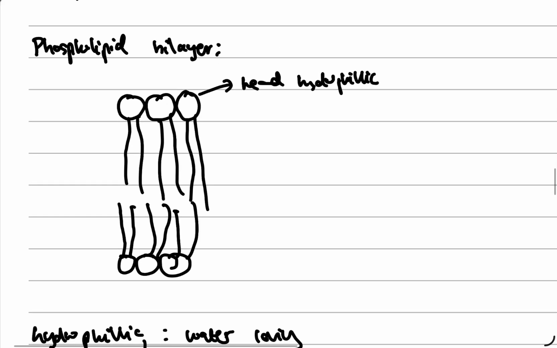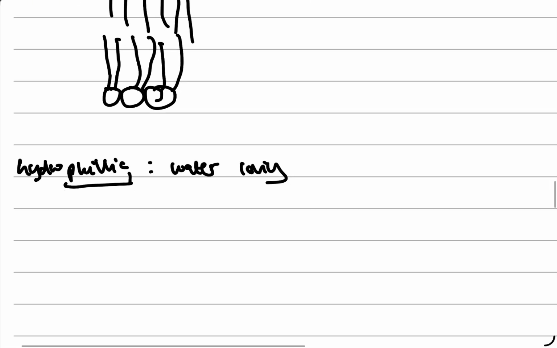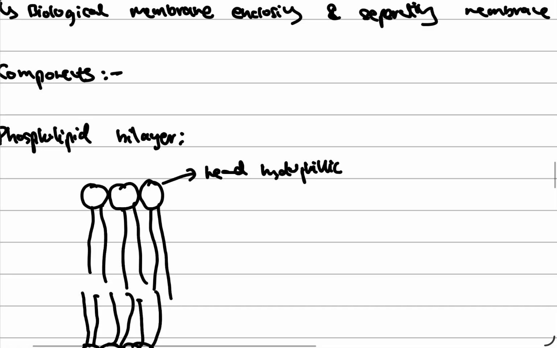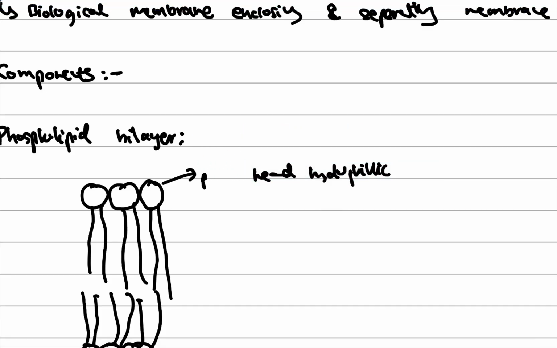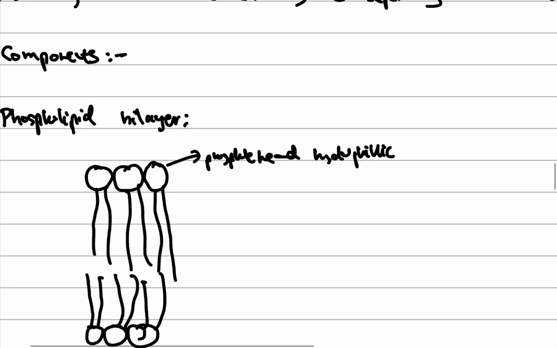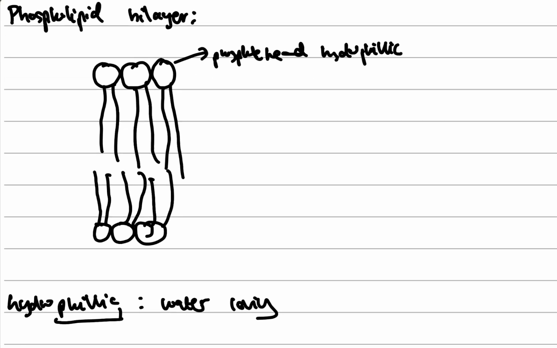So the heads are water loving hydrophilic heads, and they're made of phosphate. I'm just gonna move this along a little bit so that I can just write it before. So the heads are made of phosphate, and so they are hydrophilic. And these things, this is what we call the tail. And this is made of fatty acids. Fatty acid tail.